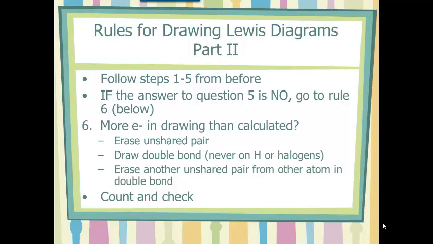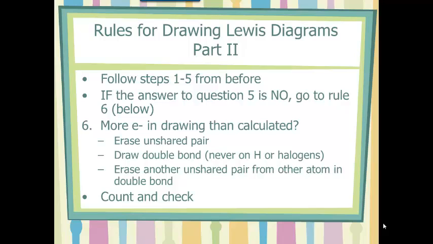Don't ever put a double bond on hydrogen or on any of the halogens because they're not able to make double bonds. Hopefully these rules will help you. Once you do that, then do your count and check again. If your answer still does not match what you have in the drawing, do another double bond or make a triple bond. Now, I know those rules are a little confusing. We're going to do some examples in this lesson, so I'll show you how to use the rules and you'll understand better what these mean.